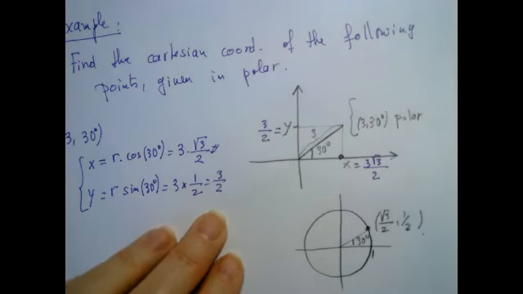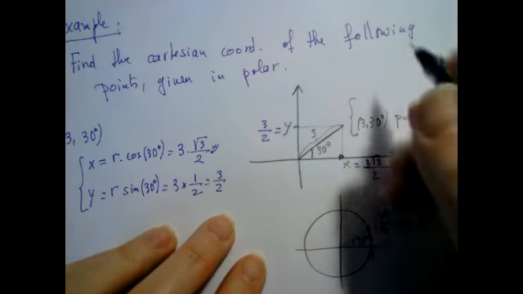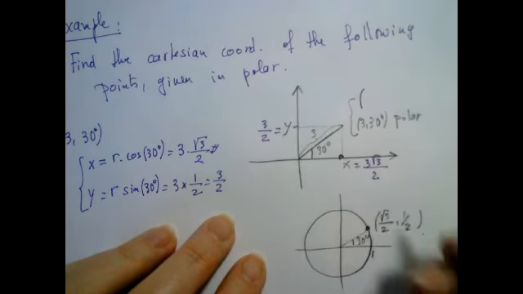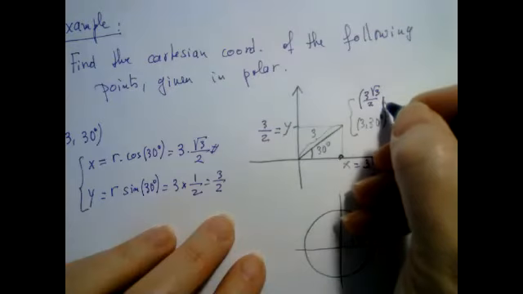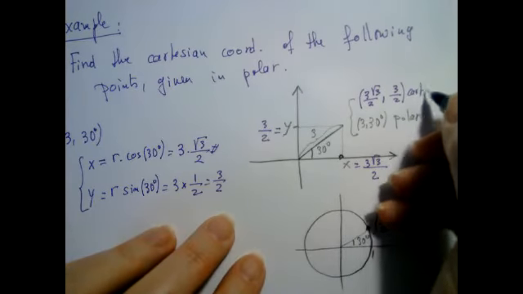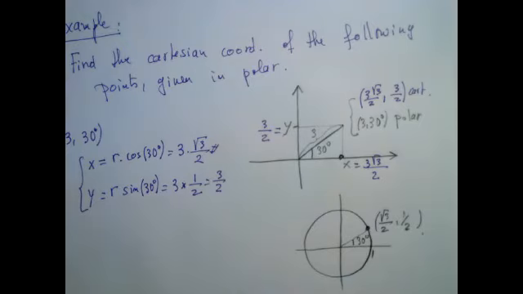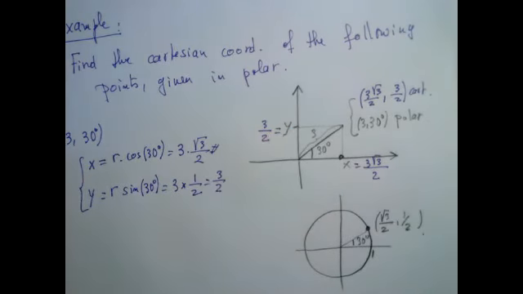That's really what, I mean, we've seen something very similar to it, but now we're giving it a different name. So in Cartesian, that's 3 square root of 3 over 2, and this is 3/2. And this is the Cartesian coordinate. So every point now has 2 coordinates, either the x and y or the r and theta.